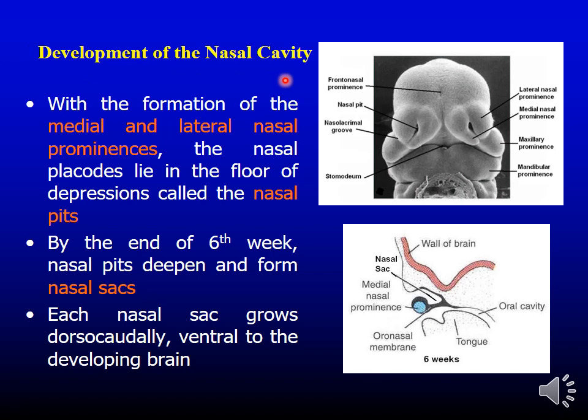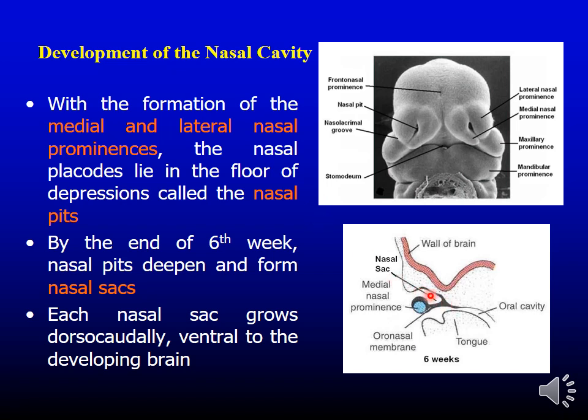Now, development of the nasal cavity. With the formation of the medial and lateral nasal prominences, the nasal placodes lie in the floor of a depression called the nasal pit on both sides. By the end of the 6th week, the nasal pits deepen and form nasal sacs. Each nasal sac grows dorsocaudally, ventral to the developing brain.